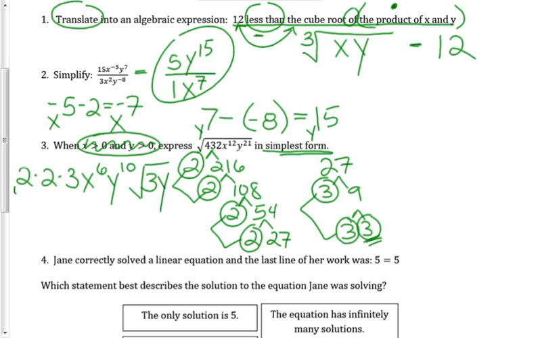So simplifying this, we've got to multiply what we've got outside. So 2 times 2 is 4. 4 times 3 gives us 12. So we have 12, x to the 6th, y to the 10th, and the square root of 3y.